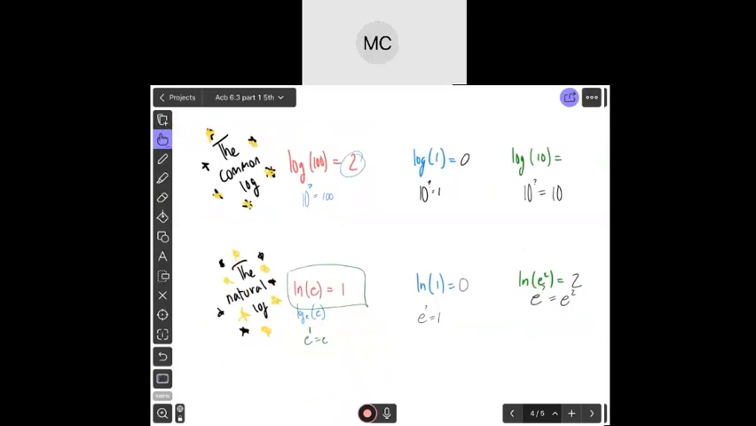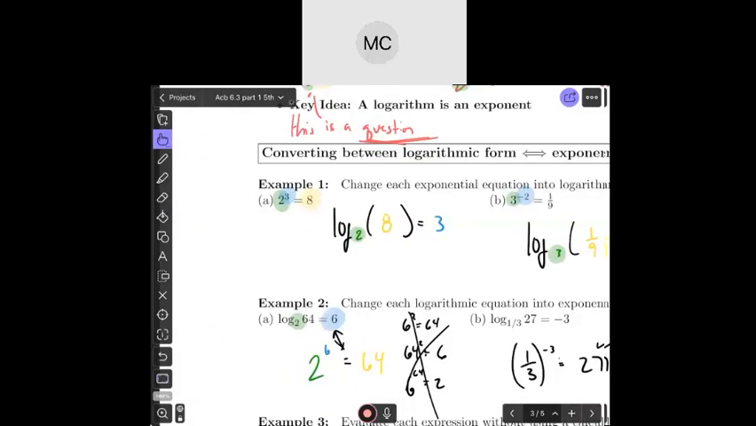You guys have to be good at this transformation stuff. How do I go from a log to an exponential? How do I go from an exponent to a log? It's got to be fast. It's got to be efficient. Okay? This is the key to solving these problems. You guys got to ask yourself the question.